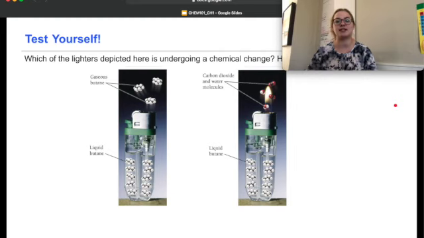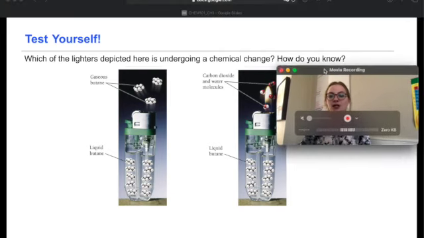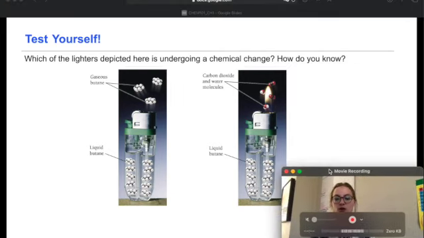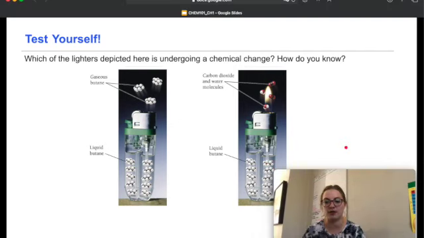So one last test yourself here, and then I'm sending you off to work on your homework and so on and so forth. Let me move myself down here in the corner. Hello. So what I want to know is which of the lighters here is undergoing a chemical change, and how do you know that? So go ahead, take a look at these lighters. What could show you that there's a chemical change versus a physical change? And then go ahead, take your time, pause the video.